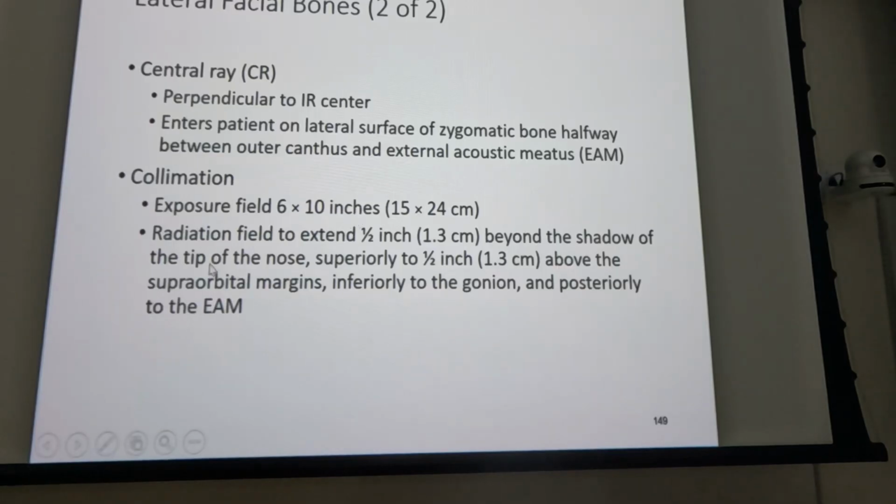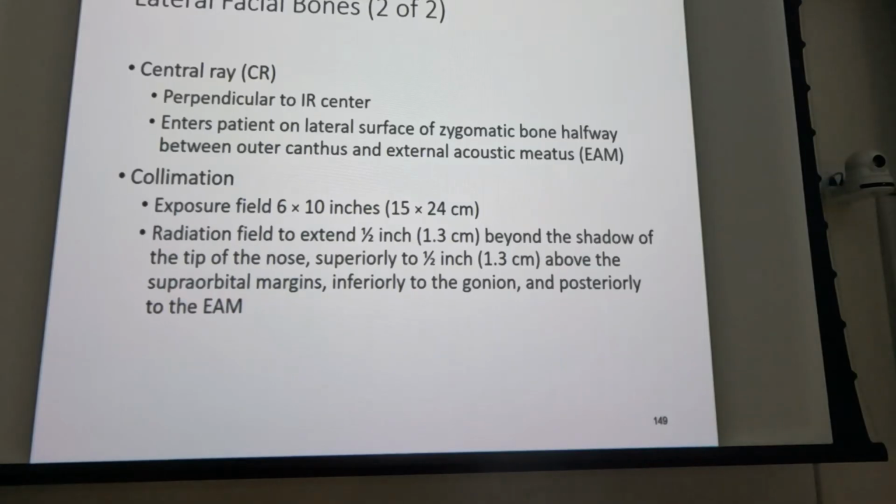In this case, the central ray is going to enter the lateral surface of the zygomatic bone about halfway between the outer canthus and the EAM. So instead of being 2 inches above the EAM, it's at the level of the EAM, and it's going to be more anterior. So what that tells you is two things. You don't need the occipital bone, and you don't need the vertex of the skull. What you're looking for in this case is a frontal bone.